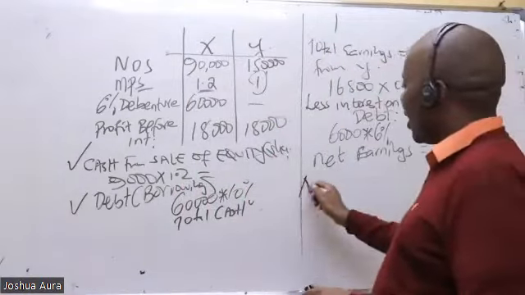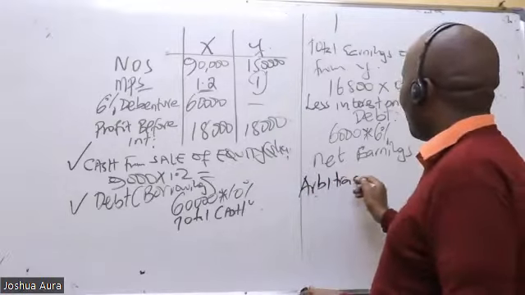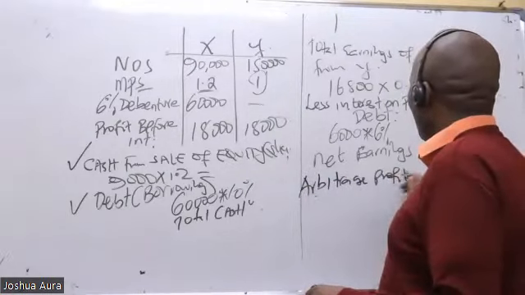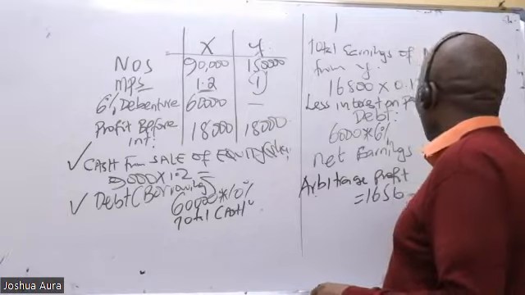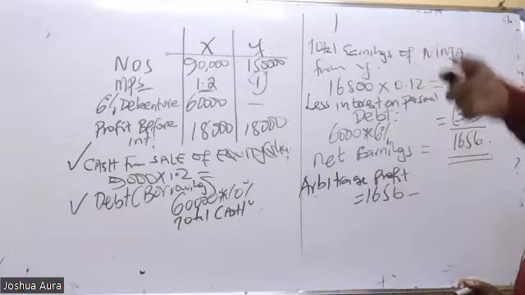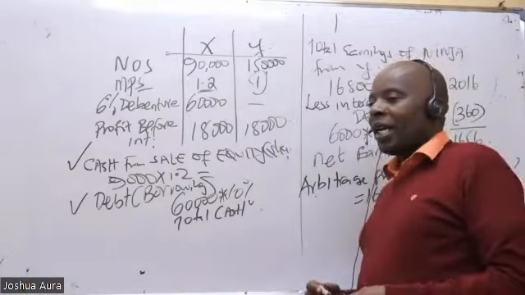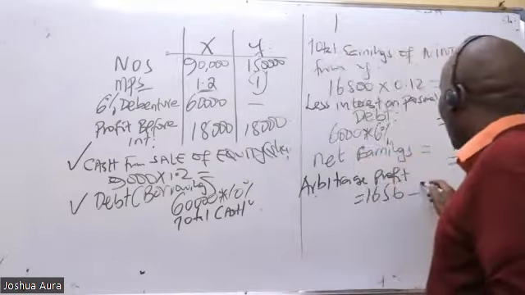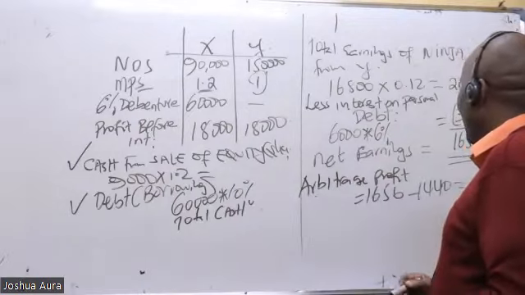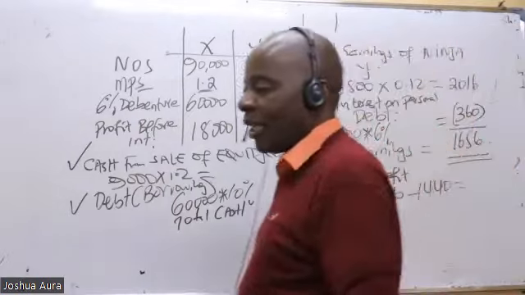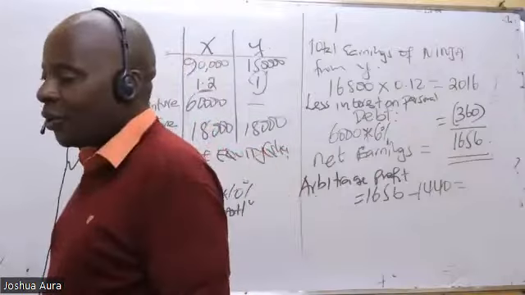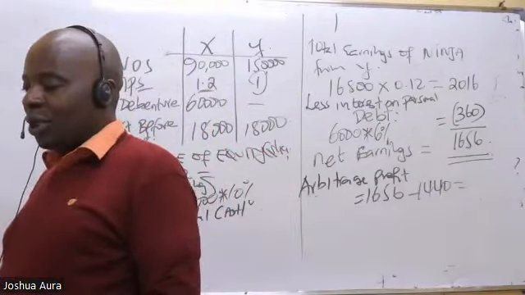So we have here arbitrage profit. The arbitrage profit will be 1656 minus what he was getting in this other company. 1656 minus how much was he making from this other company? 1440. 1656 minus 1440. If you do it that way, then you'll be able to get an arbitrage profit of how much?